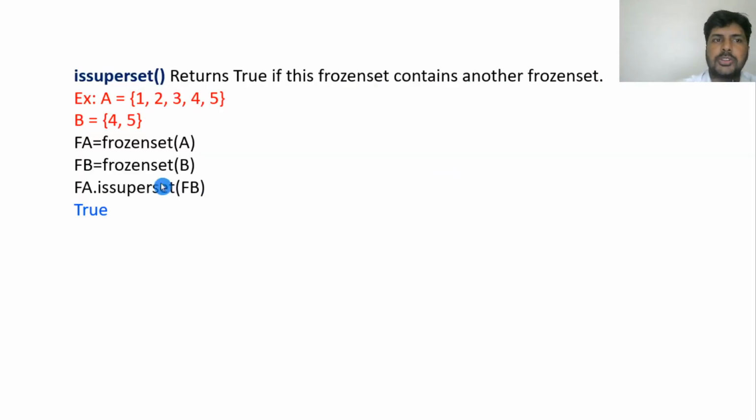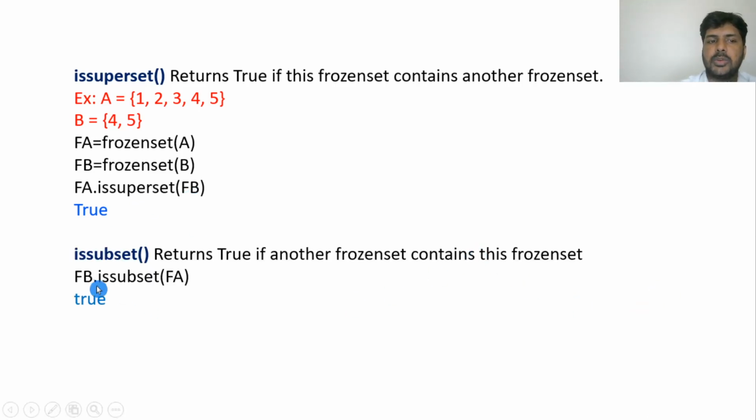Coming to other methods, we have issuperset. Suppose I take A as 1 2 3 4 5 and B is equal to 4 5. It will check whether FA, meaning I converted A into a frozenset, is a superset of B. Yes, so it will give True. In the same way I can also use issubset. Now is FB a subset of FA? Yes, because it contains 4 5 and 4 5 is already there in A.